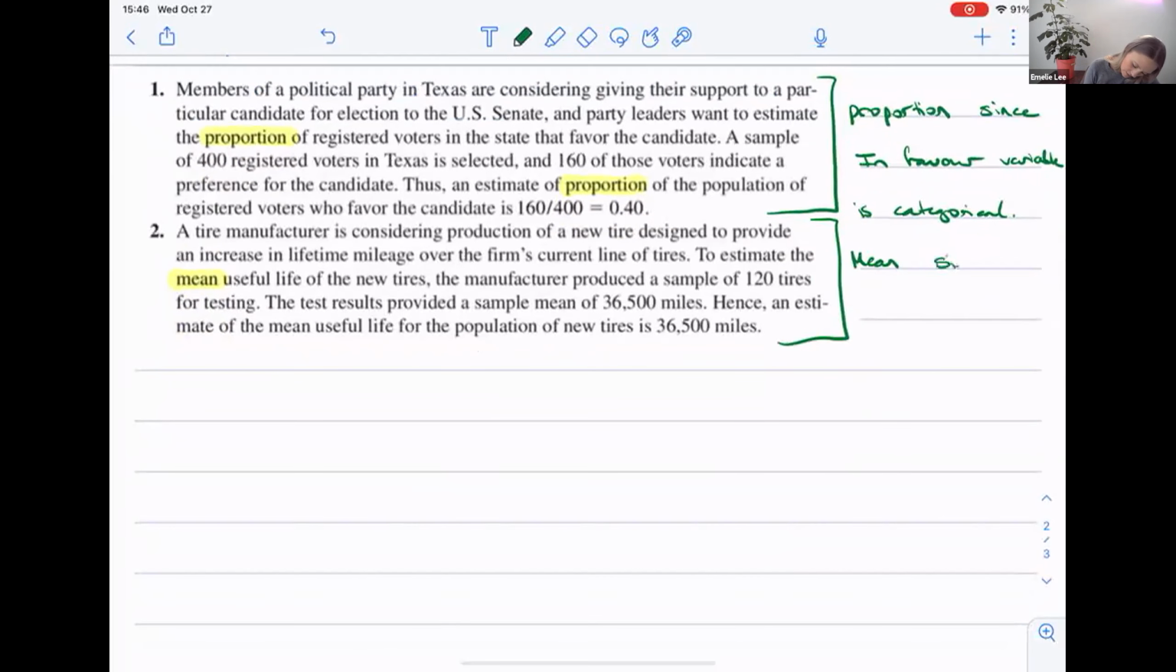So it's a mean since, and I'll put kind of quotes around, since life is a measurement, which means it is quantitative.